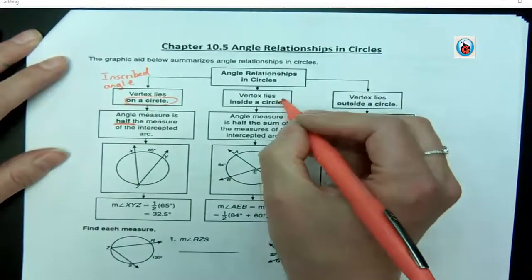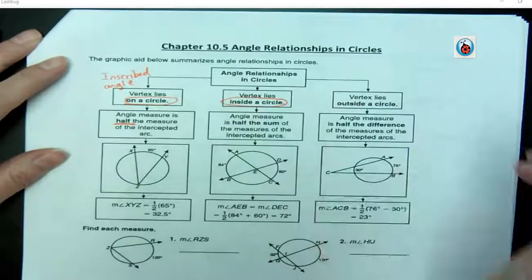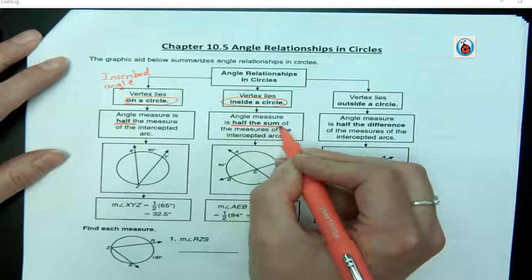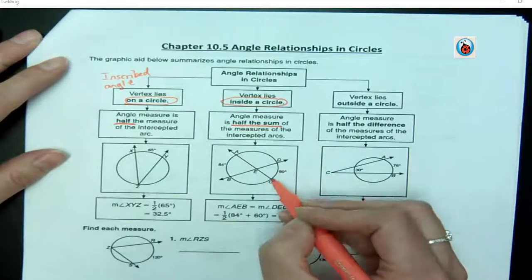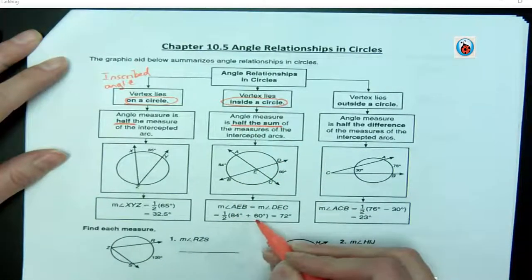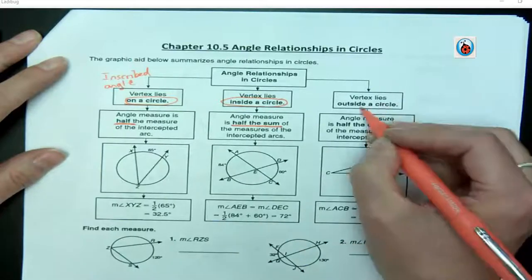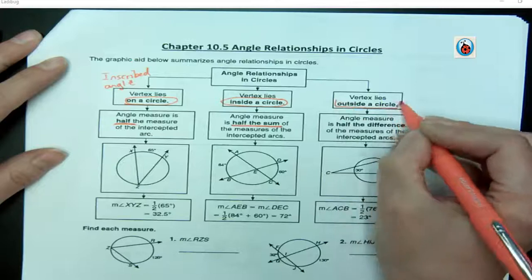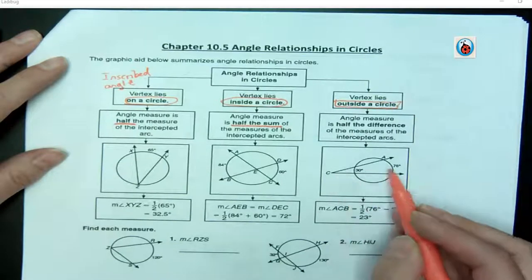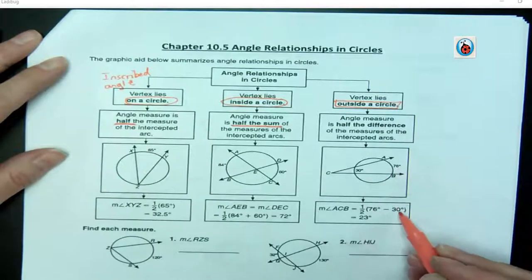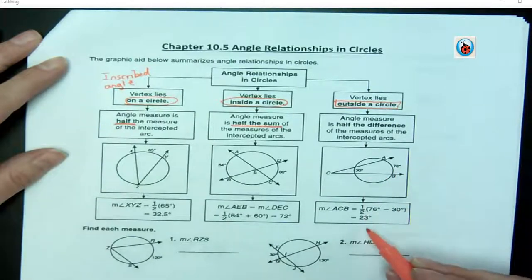So if the vertex is inside the circle, but not the center, the angle measure is half the sum of the arcs. So we add 84 plus 60, divide by 2 to get 72. If the vertex is outside the circle, then it is half the difference. So we take the larger arc, 76, minus 30, divide by 2 to get 23.